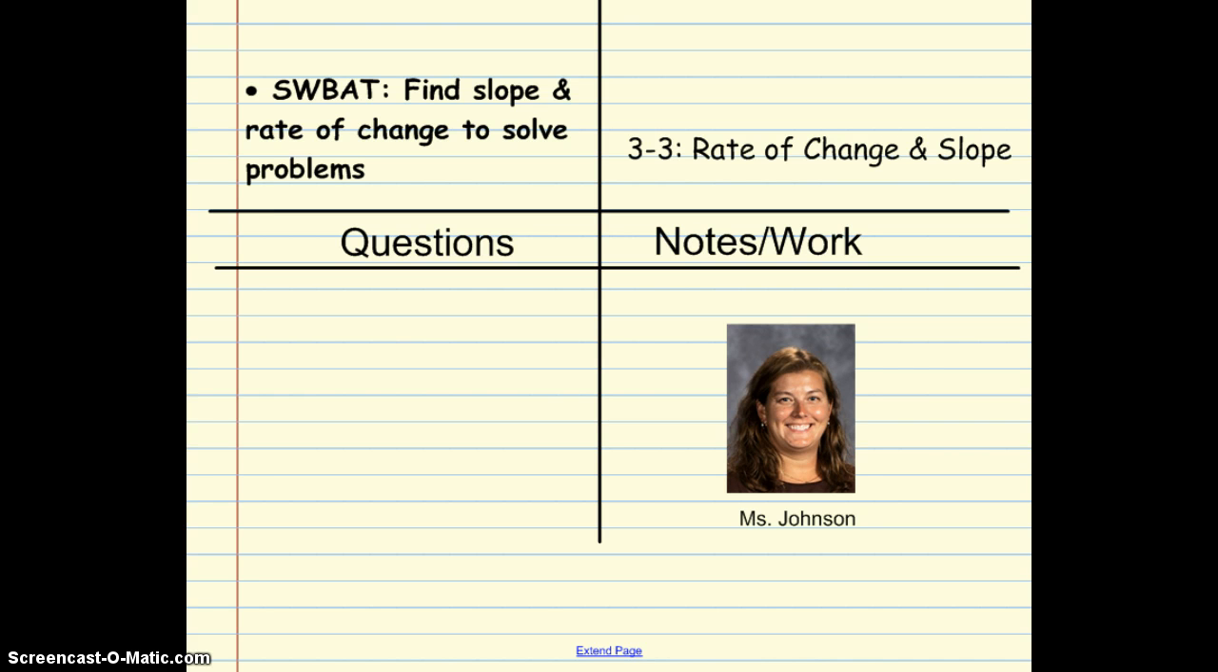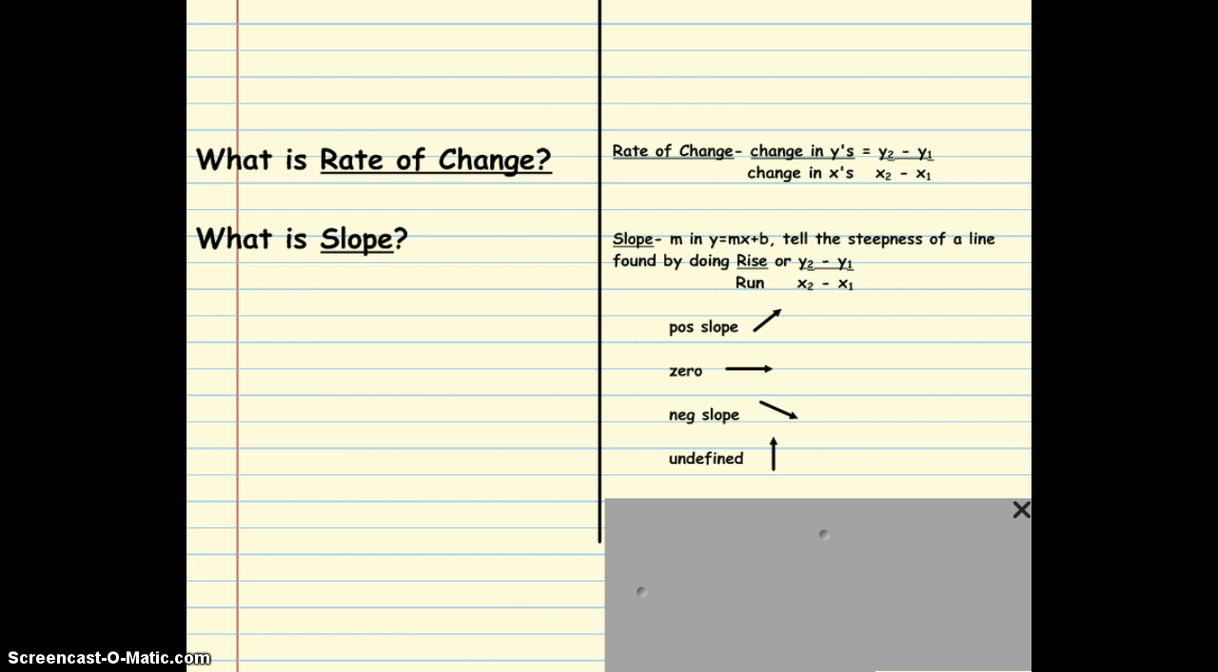Our SWABAT for today is that we are going to be finding slope and the rate of change, and we're going to be using them to solve problems. Alright, let's first of all define what these things are.